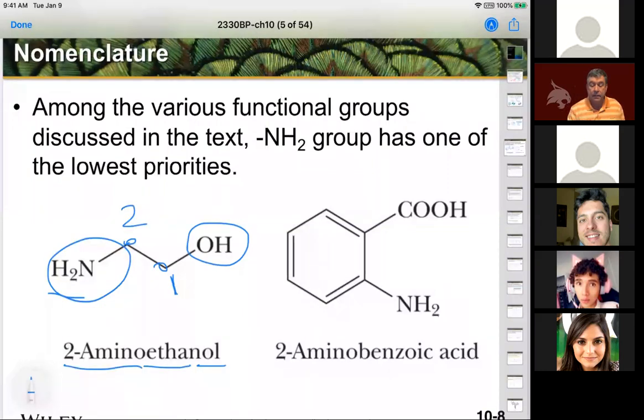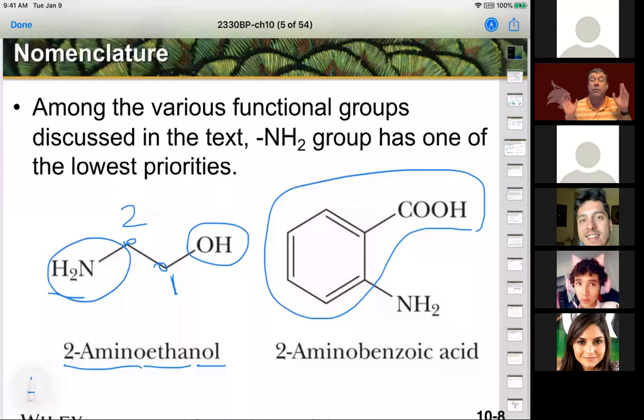Now, in the case of an aromatic system, carboxylic acids, of course, are one of the highest priority groups. So we name it for the carboxylic acid, and we attach the amine as a substituent in its correct location. We'll learn more about numbering around these benzene rings in the next chapter.